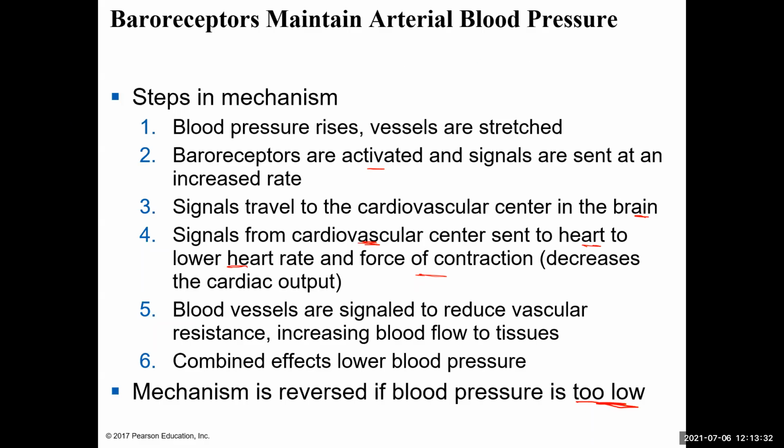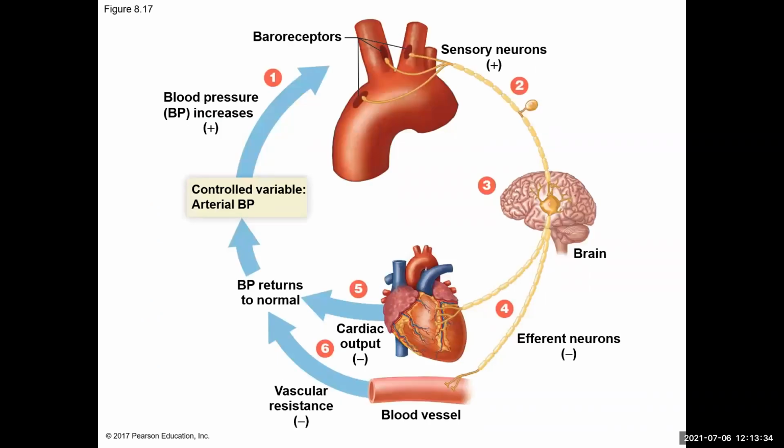Okay, so this figure here kind of shows that negative feedback process. So you have your baroreceptors in your aorta, and they sense the change in the blood pressure. Right? And so let's say your blood pressure increases and those baroreceptors stretch in response. They'll send that information to the brain. The brain will then tell the cardiac output to be reduced, and it will tell the blood vessels to reduce their vascular resistance and allow blood to flow more freely.